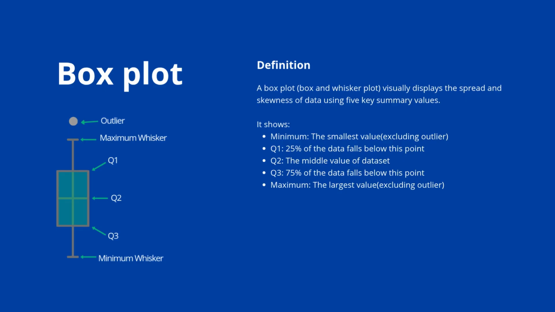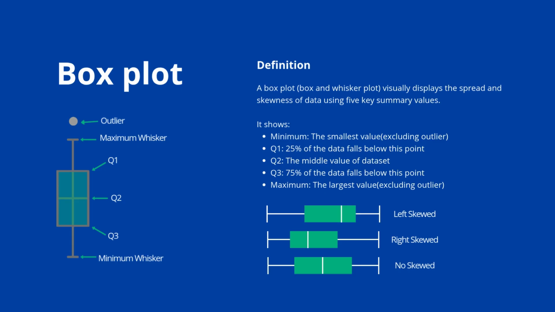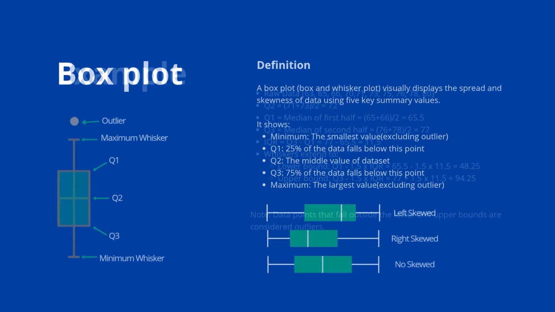If you see in the below diagram, if the median shifts toward the right-hand side, we can say it is left skewed. If the median shifts toward the left-hand side in the box, then we can say it is right skewed. And if it is in the middle of the box, then we can say there is no skewness in the data set. Now let's see the example.